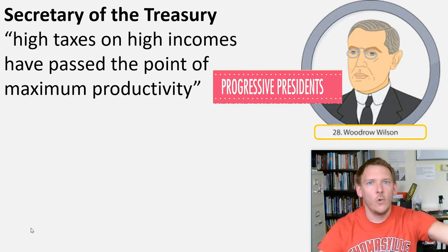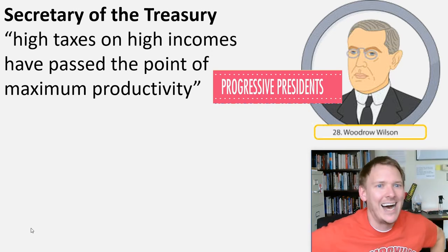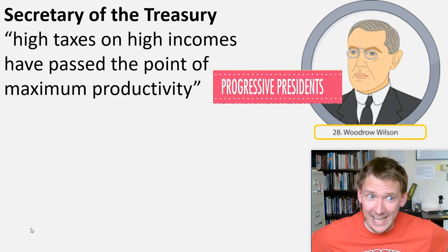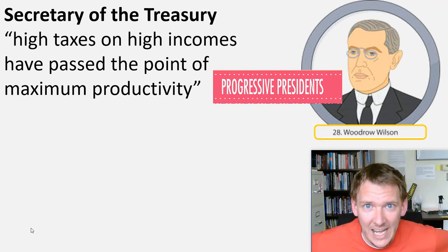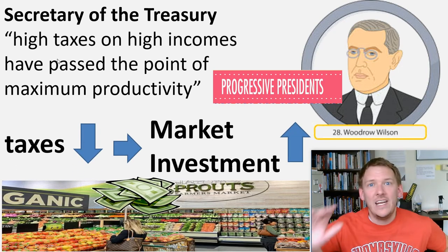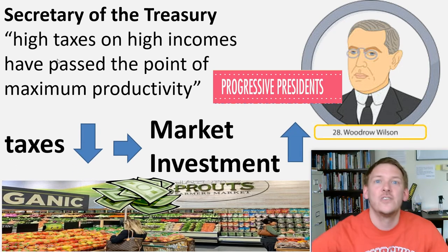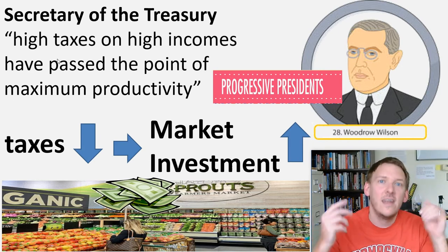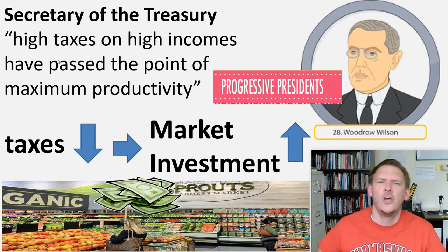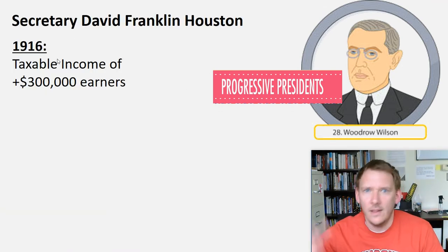What did he say? Well, his Secretary of Treasury says high taxes on high incomes have passed the point of maximum productivity. These high taxes aren't working. Not working, folks. We need to lower taxes so that the money comes back to the market so that we can increase economic output. Oh, well, that's just, I don't know. All right, let's keep on going.